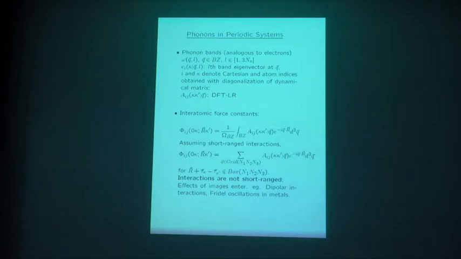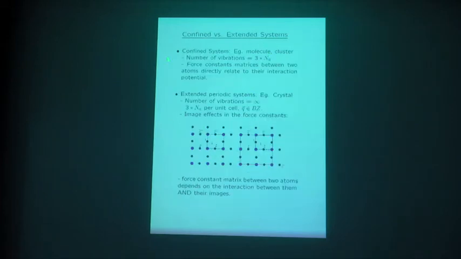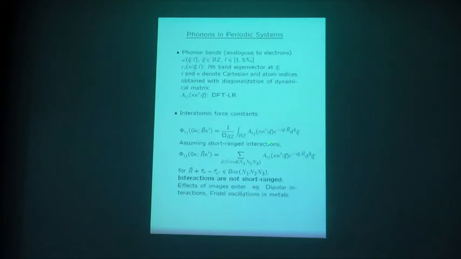Then to get real space force constants, like in the molecule, you don't have to do this step at all. You have to do what is called an inverse Fourier transform. If you do the inverse Fourier transform, you will get real space force constants. See, here 0 and capital R are the real space direct lattice vectors. So assume that interactions are short range, then this is the formula that we have.